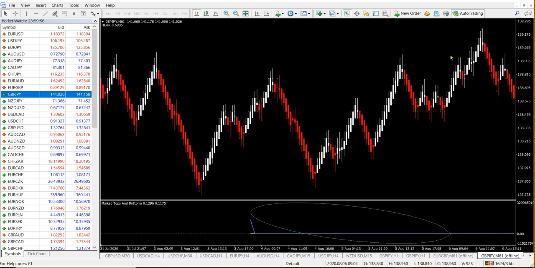So anyway, that's it. A brief overview on how you can use these on Renko bars just as well.